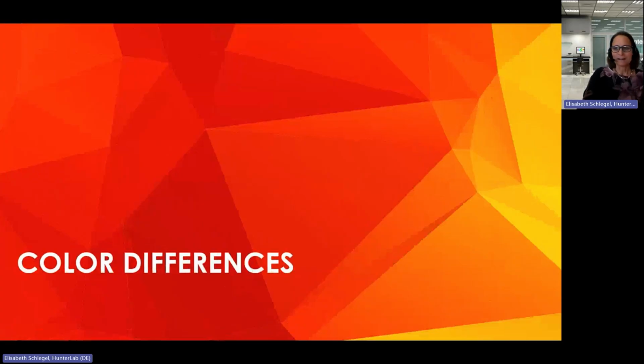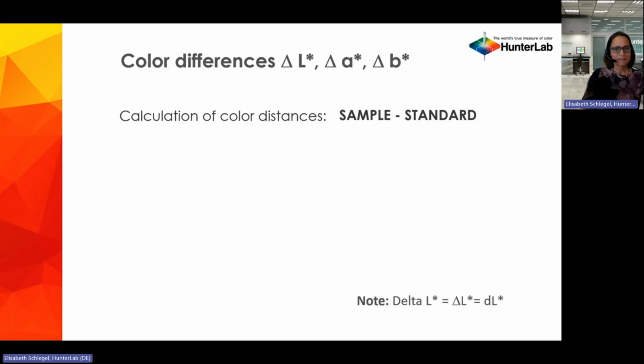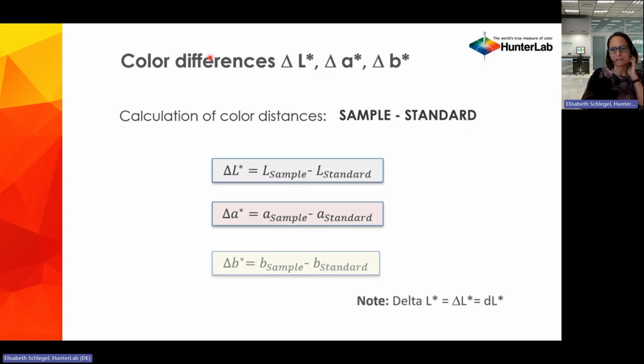I'm now going into the color differences, because these are important to judge if a color is good or too far away from a certain standard. And the color differences are always calculated sample minus standard. That's defined that way. If we are talking about color differences, we have here the delta. Please note the delta L star means the same as the delta symbol L star, as DL star. So that's synonymous.